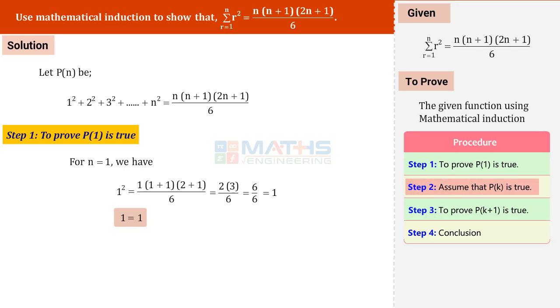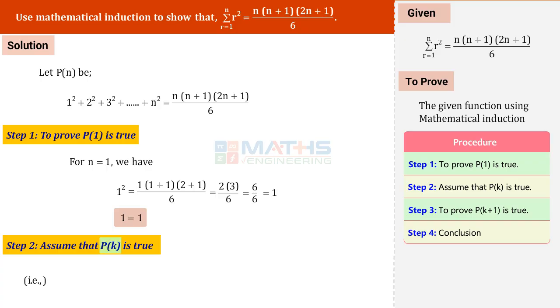Now look at the second step. What is that? Assume P of k is true. We substitute n is equal to k in P of n and we assume that P of k is true. On the left hand side we get 1 square plus 2 square plus 3 square plus etc. The last term n is equal to k, so we get k square is equal to, in the right hand side wherever you find n, you make it as k. You mark this as equation 1. This is our P of k value.